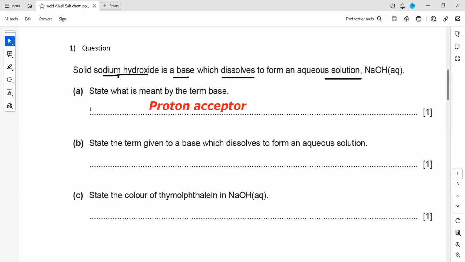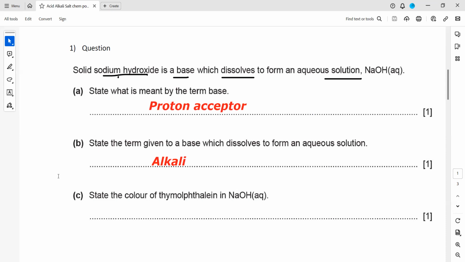State the term given to a base which dissolves to form an aqueous solution. So what we call a base which is water soluble, we call that an alkali. So all alkalis are bases, but not all bases are alkalis. It's not that all bases will dissolve, but some will dissolve, and we call them alkalis.